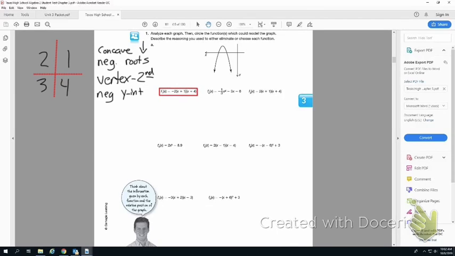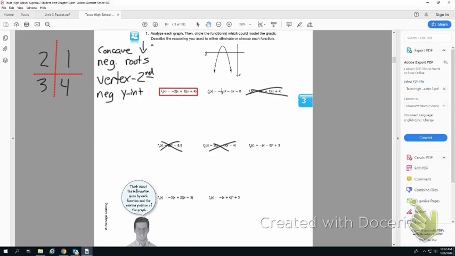Probably an easy way to mark off some choices: if it's concave down, or reflected across the x-axis, which equations can I easily mark off? All the ones that are what? Positive. All the ones that are positive. So you got the third one, that's definitely not going to be it. The fourth, the fifth. Then the rest of them are all negative.